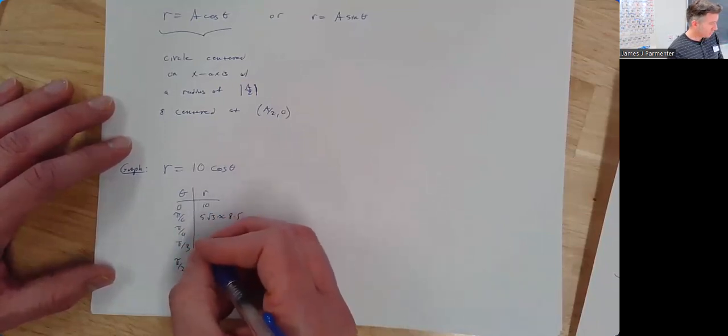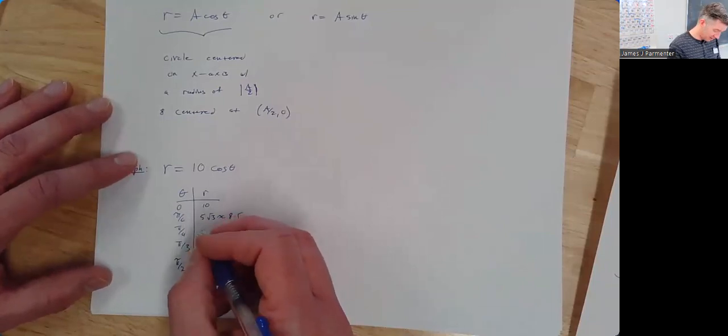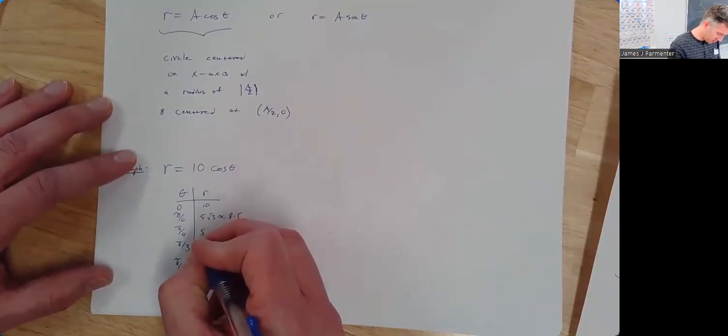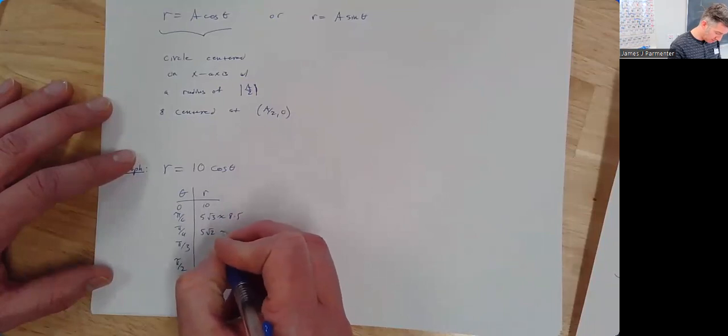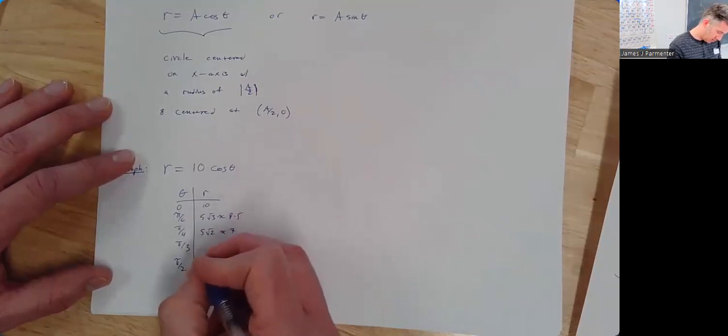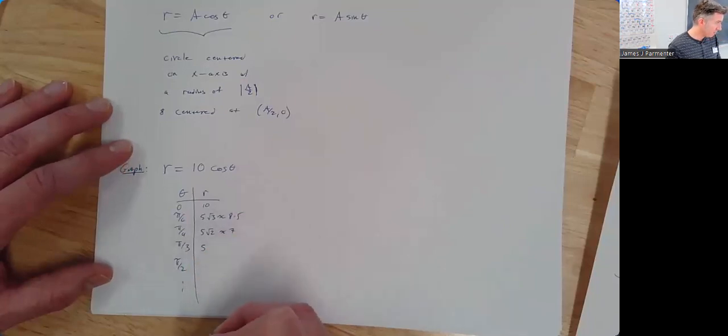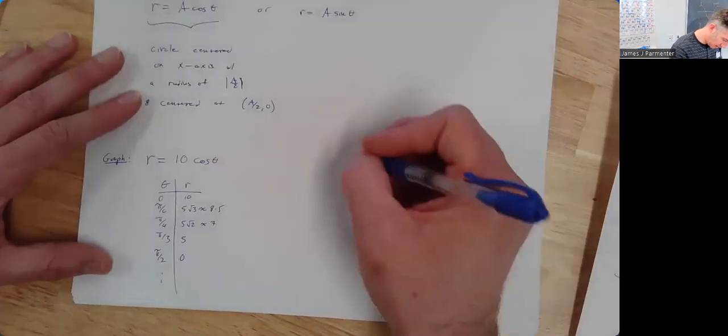Pi over 4, cosine of pi over 4 is root 2 over 2. So you're going to get 10 times root 2 over 2, which is 5 root 2, which is about 7. Pi over 3, cosine of pi over 3 is 1/2. 10 times 1/2 is 5. Pi over 2, cosine of pi over 2 is 0. So here's what this looks like.